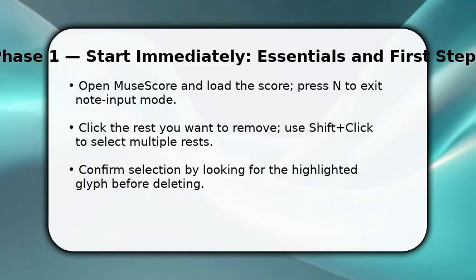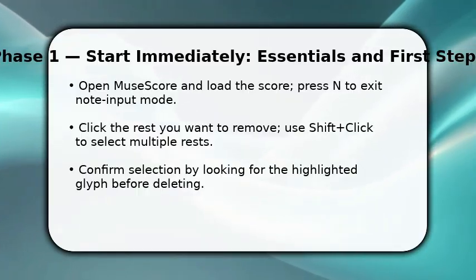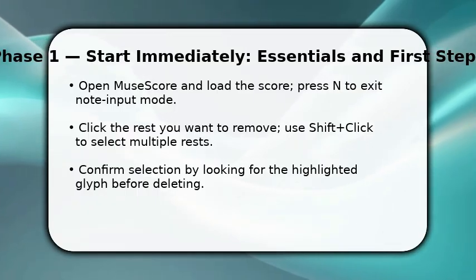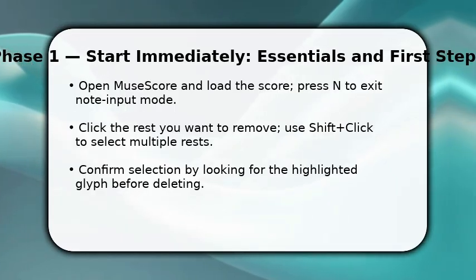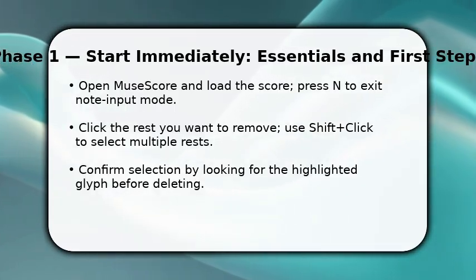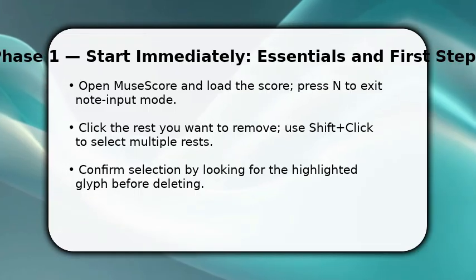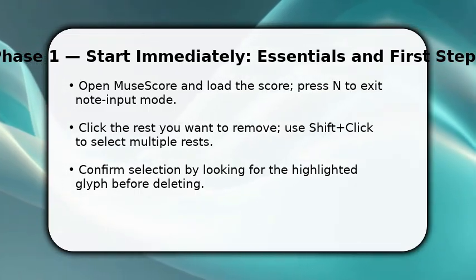Enjoy the video. You start inside MuseScore with the score open. Make sure you are not in note input mode. Press N to toggle. Once you click a rest, it becomes highlighted. That visual confirms selection. You can Shift plus click to expand the selection across measures or staves.